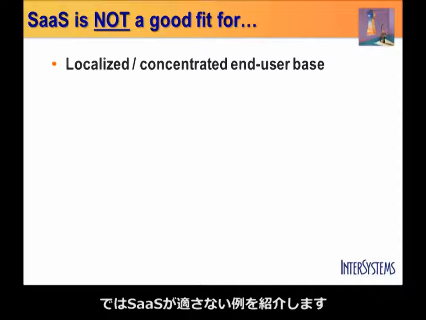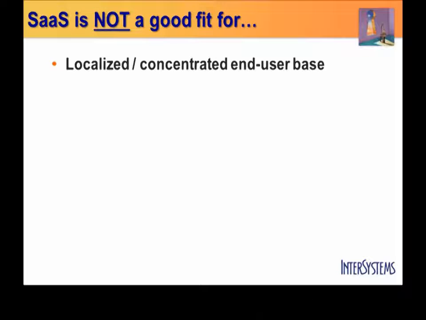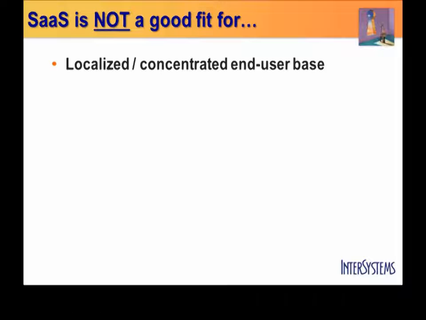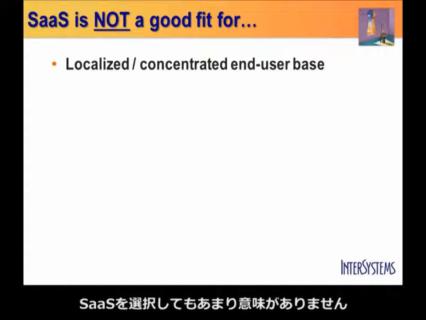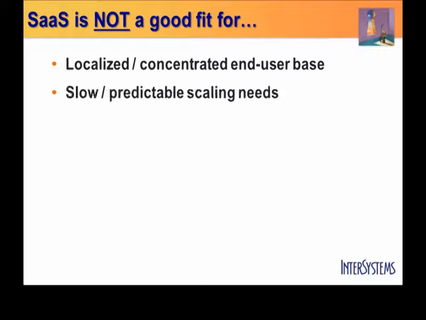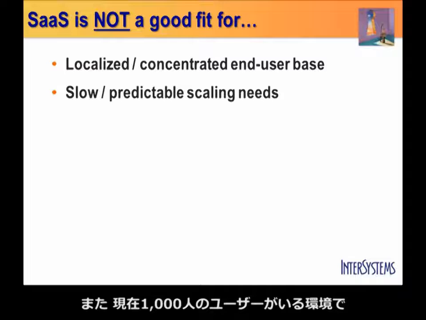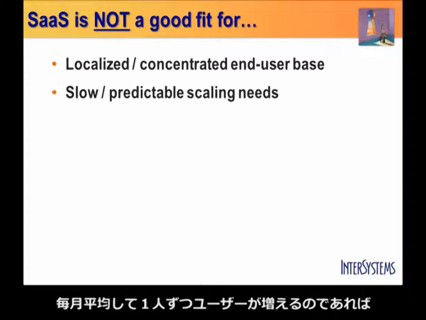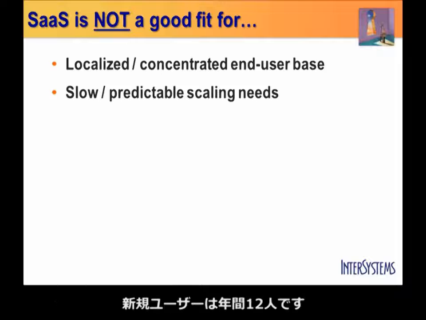Now, let's see what it's not a good fit for, because this is also important. If you have all of your users of your application sitting in one building, right, it may not make very good sense for you to go down the route of software as a service, because you might be able to figure out how much capacity you need and then just go buy a server and just run it, okay? If you have very predictable scaling needs, so let's say again your application is running in an environment where you currently have 1,000 users, and you know that every month, on average, there's going to be one new user added, so that's 12 new users per year.